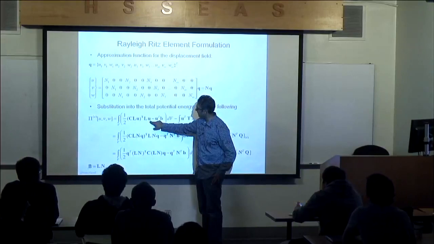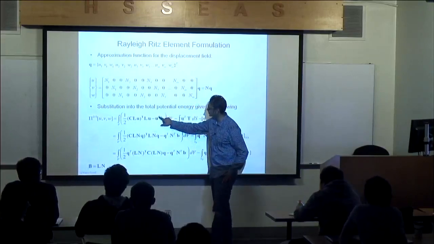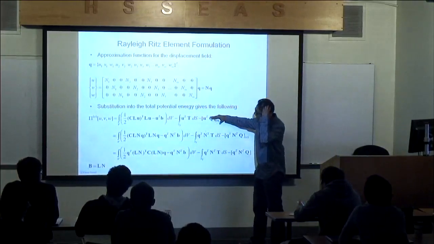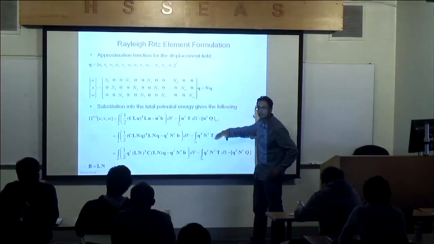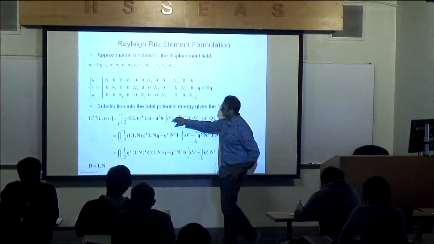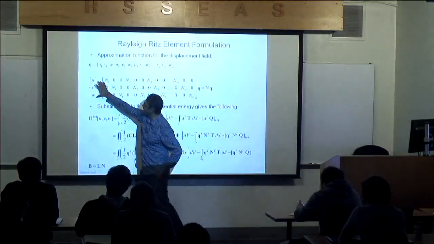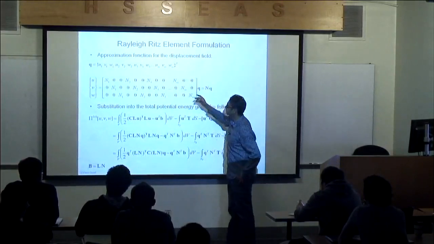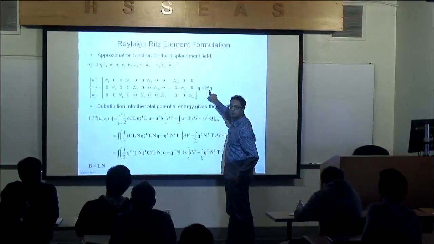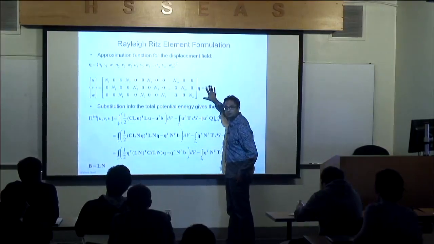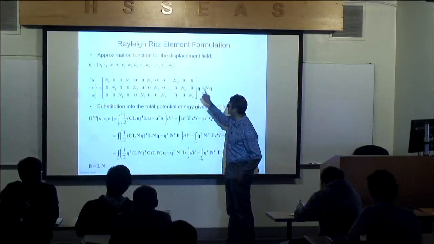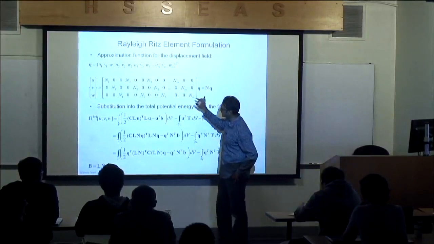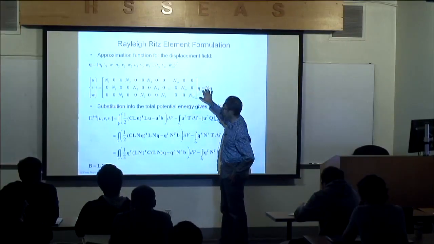And so now I have the rest of it, which is just U transpose B, U transpose T, U transpose Q. Now I'm ready to substitute my approximation function. I realize that U bold, which is this matrix, is N bold times Q bold. That expression right there is my approximation function. So anytime I see U here, I'll plug in N times Q.